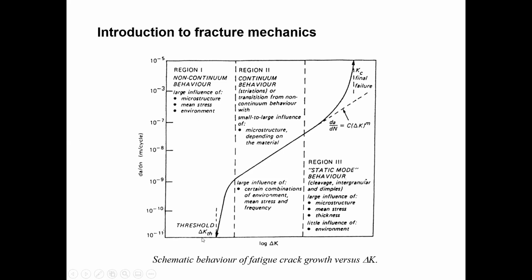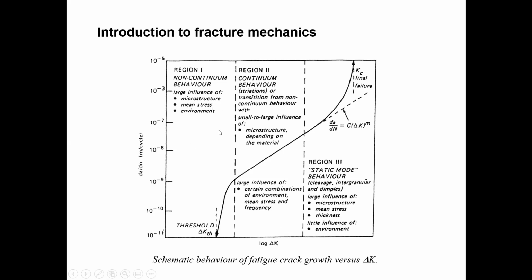So if you apply 20 kilonewton, and it is enough, more than enough to equal this value, then it is the point to start the beginning of crack growth. Then if you apply 21 kilonewton, or more than 20 kilonewton, it will try to propagate. So it has a threshold. So the first region, we call it non-continuum behavior.